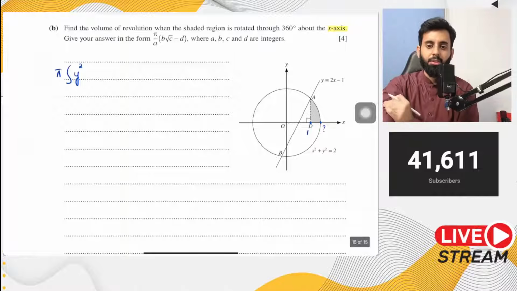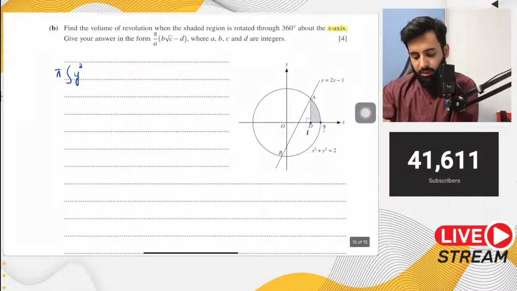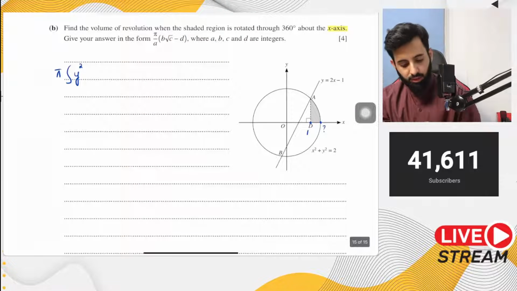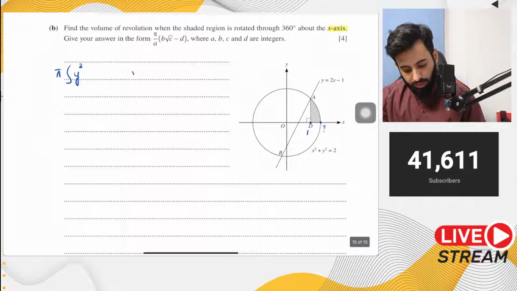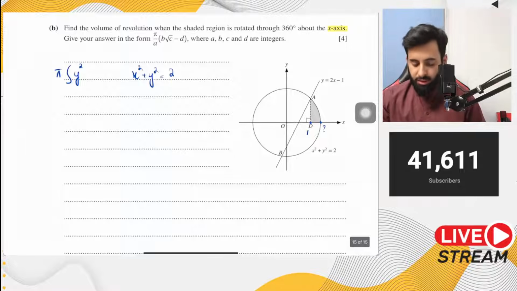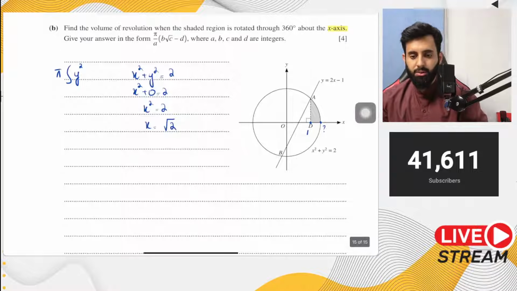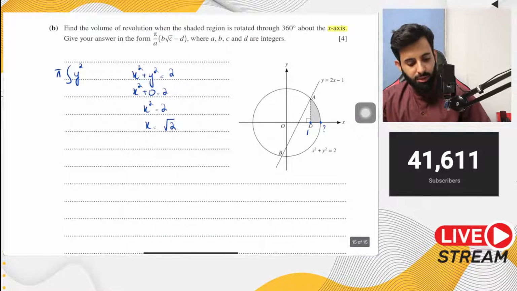So what we can do is, this is the point where the curve is cutting the x-axis. By the curve, I mean the circle. The equation of the circle is x square plus y square equals 2. So we're going to plug in y as 0. So x square plus 0 equals 2. That means x square equals 2, which means x equals plus minus square root of 2, but obviously we're going to go with the positive one because it's on the positive side. So now we have the limits: the upper limit is under root 2, and the lower limit is 1.